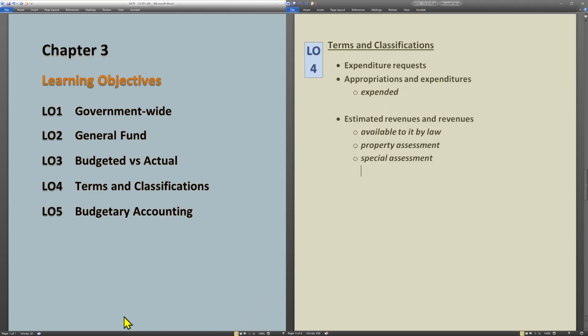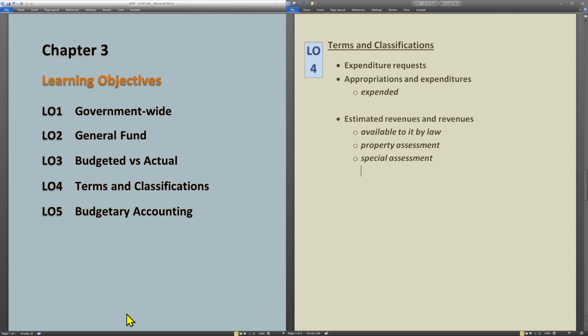So when we look at the terminology sheet here, some of this stuff we've already done, but this is just collecting all the terminology in one spot. Appropriation: a legal authorization to expend cash or other resources for goods and services for specified purposes.